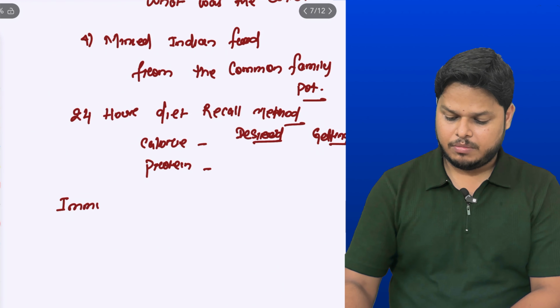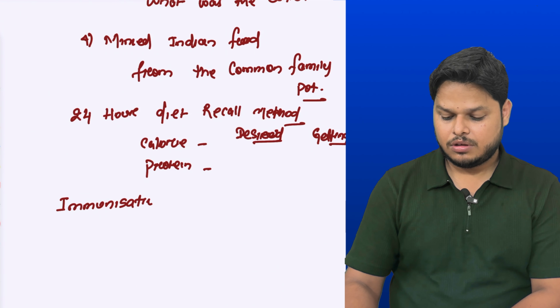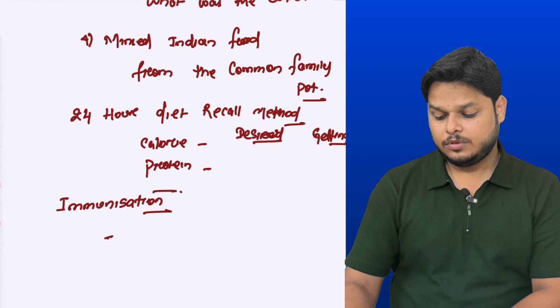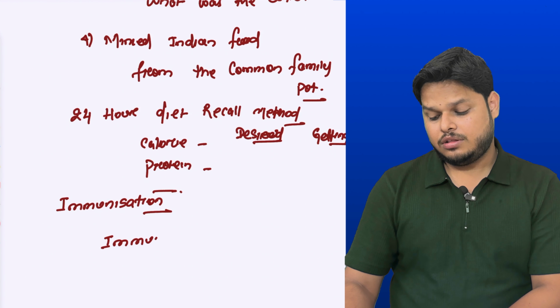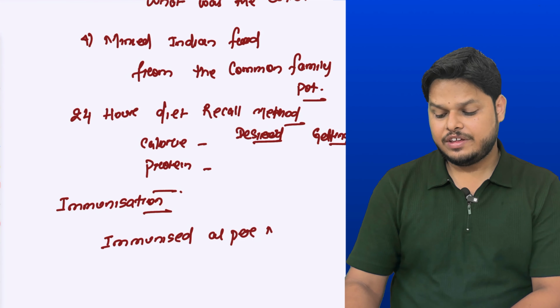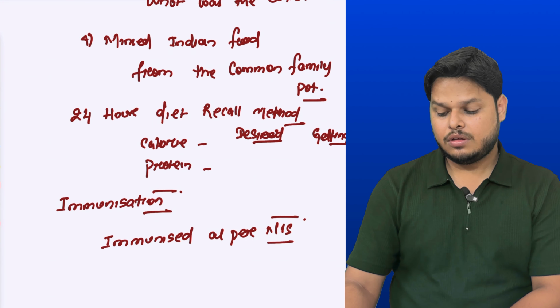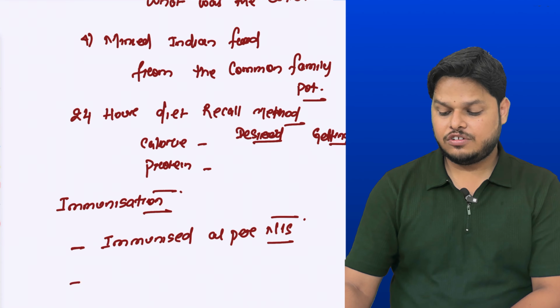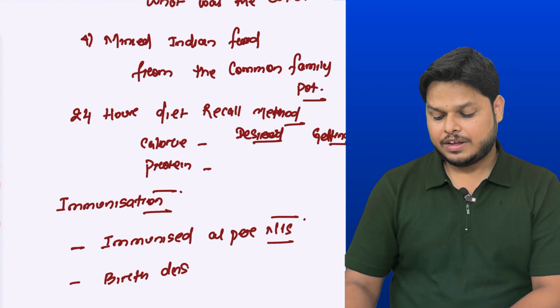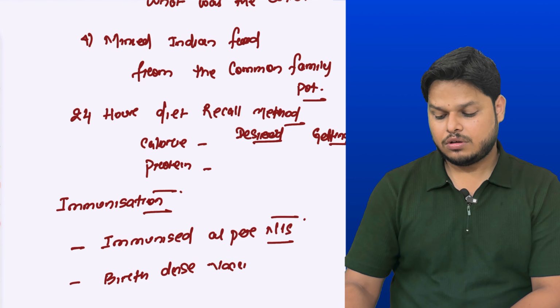Right. Now we come to immunization history. Simple. You ask whether the child is immunized as per NIS. What is NIS? National Immunization Schedule. Birth dose vaccine was taken or not? Right.